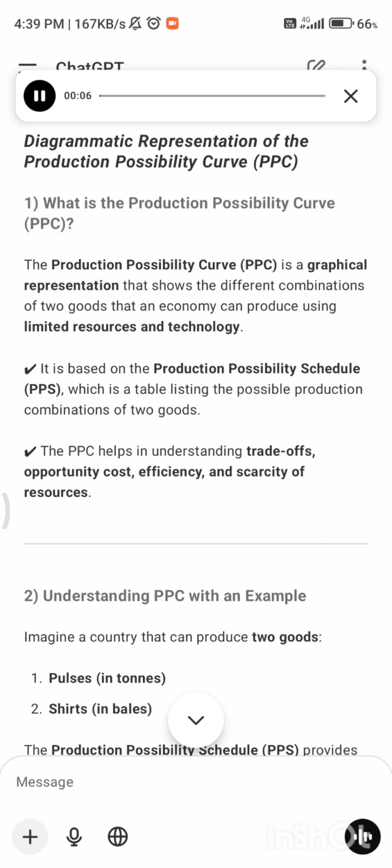1. What is the Production Possibility Curve, PPC? The Production Possibility Curve, PPC, is a graphical representation that shows the different combinations of two goods that an economy can produce using limited resources and technology. It is based on the Production Possibility Schedule, PPS, which is a table listing the possible production combinations of two goods. The PPC helps in understanding trade-offs, opportunity cost, efficiency, and scarcity of resources.